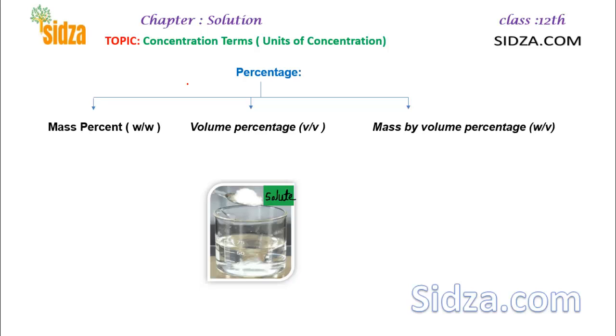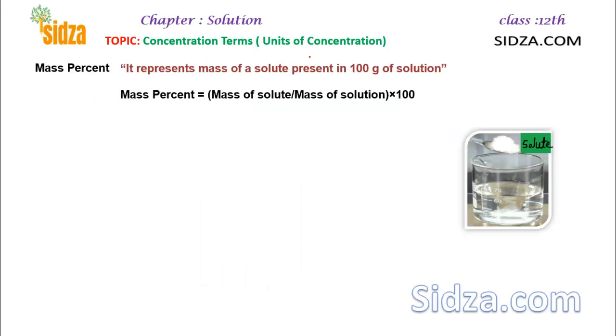about the percentage. We can also express the concentration of a solution in terms of percentage, and percentage we express generally in three different ways. Either it will be the weight percentage, means weight by weight, volume percentage, or it can be the mass by volume percentage. First, let's look at the mass percentage.